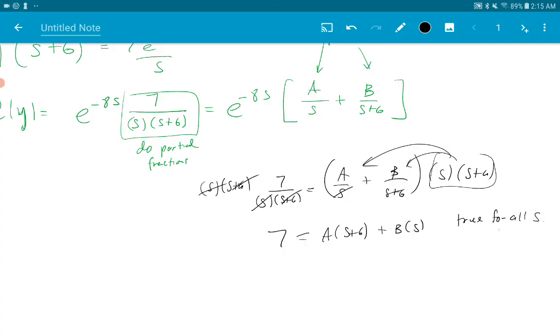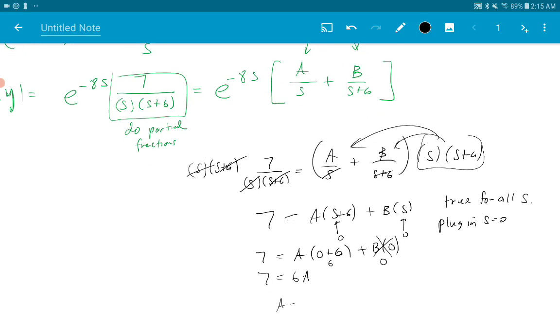So in other words, you can choose s's to plug in. If we plug in s equals 0, that'll be nice, because then this will be 0, and we get 7 equals a times 0 plus 6, plus b times 0. But b times 0 is just 0. So this is 0. So we get 7 equals, and 0 plus 6 is 6. So 7 equals 6a. And so it looks like we've got a. A is 7/6.